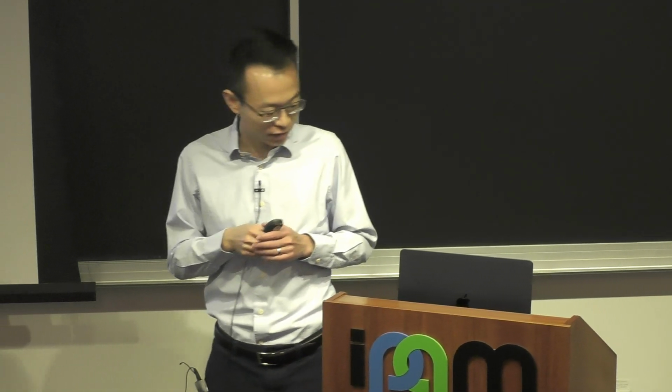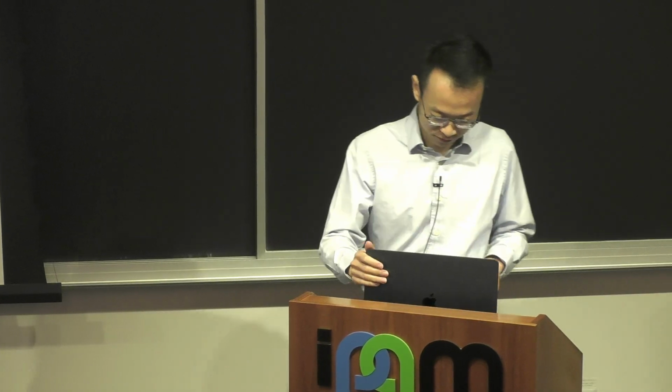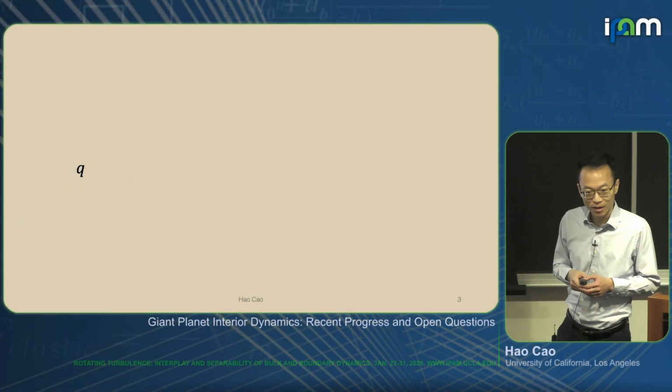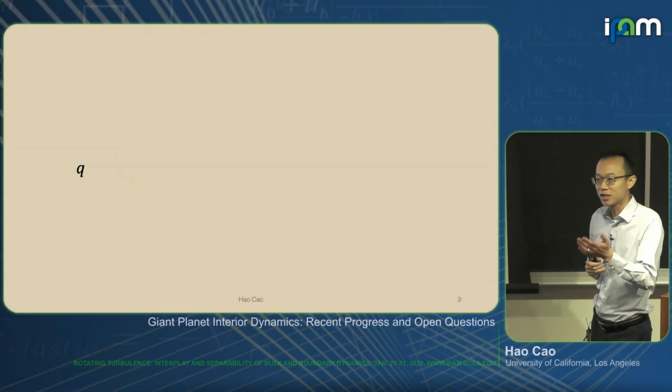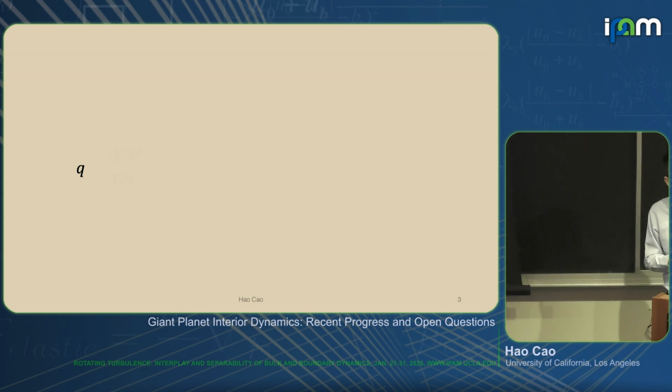We're at a fluid dynamics workshop, not at a planetary science conference. So the correct way to start your actual talk is to start with a non-dimensional parameter. The non-dimensional parameter I'm going to start with is this thing called Q. It doesn't even have a name, right? It's simply known as Q.